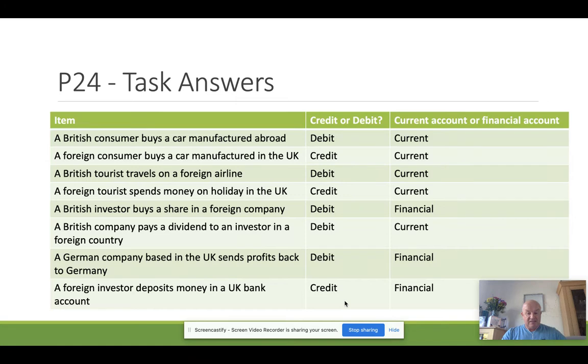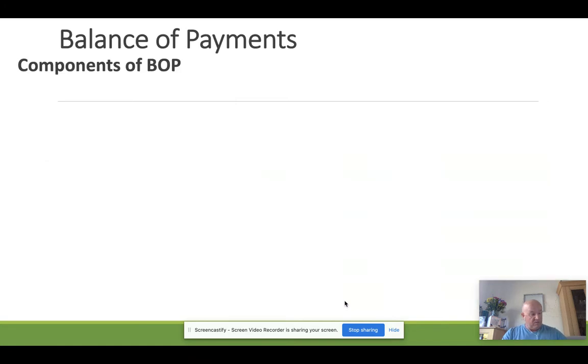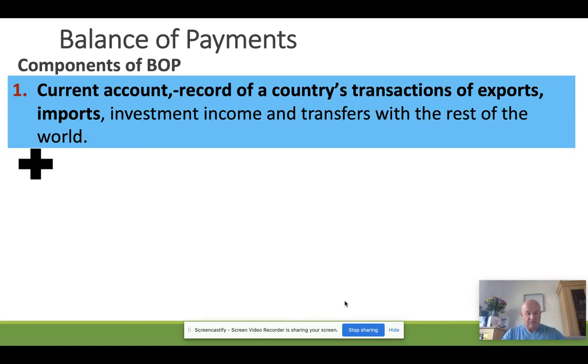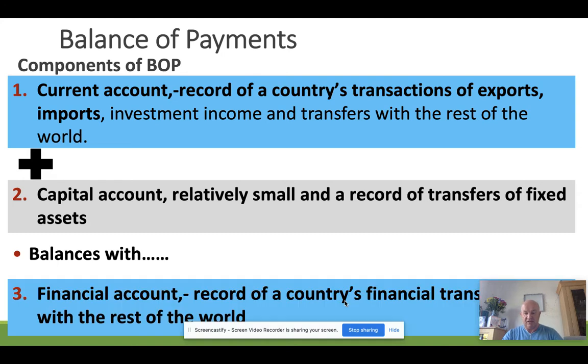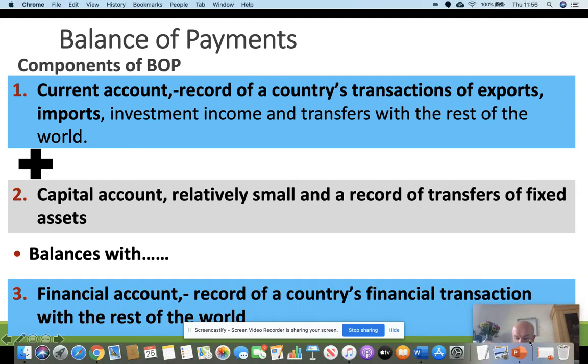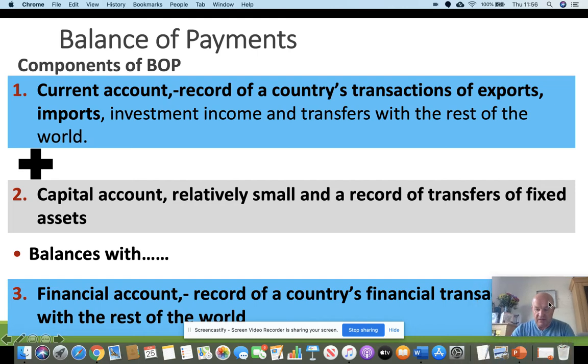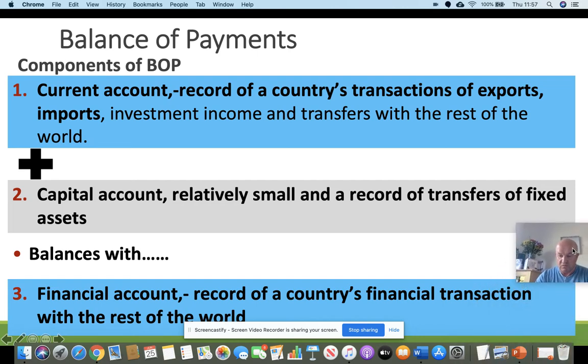Okay, so let's take a look at the next thing then. We've talked about the components of the balance of payments, and this again is just a little bit more of a revisionary thing, just to make sure that you've got your head completely around that. And in this instance, let me just move myself slightly so you can see all of the text. So in this instance, again, the three elements of the balance of payments, components of the balance of payments.